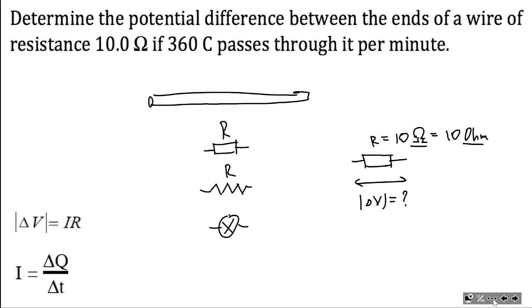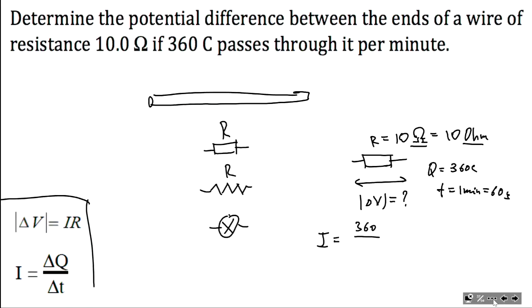So, what else do we know? We know a charge, Q, which travels through this element per 1 minute. That's it. Now we know what we have to do. We just have to convert time into seconds. 1 minute is equal to 60 seconds. Electric current will be equal to charge over time.